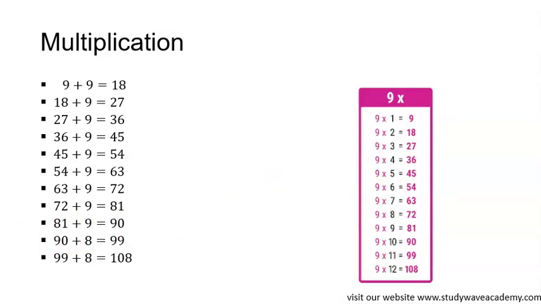Do you understand that? So 9 plus 9 is 18, which is 9 times 2. You add 9 to 18 to give you 27, 9 times 3. You add 9 to 27 to give you 36, 9 times 4. Okay?